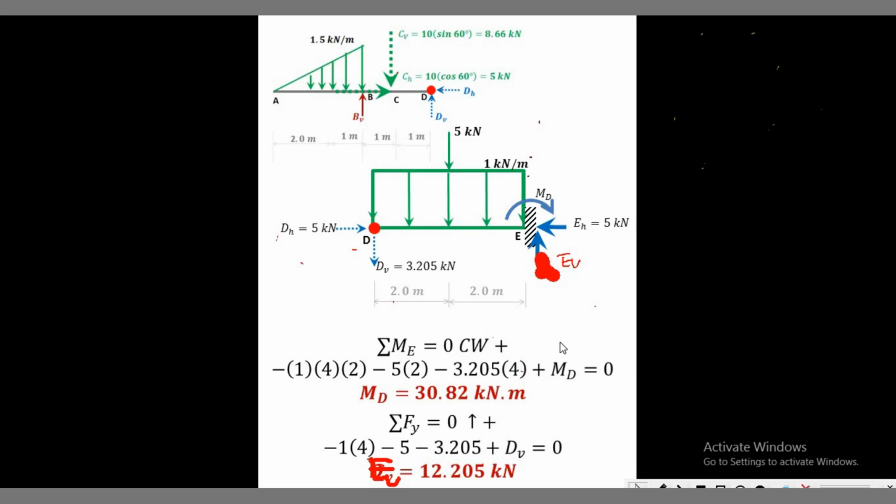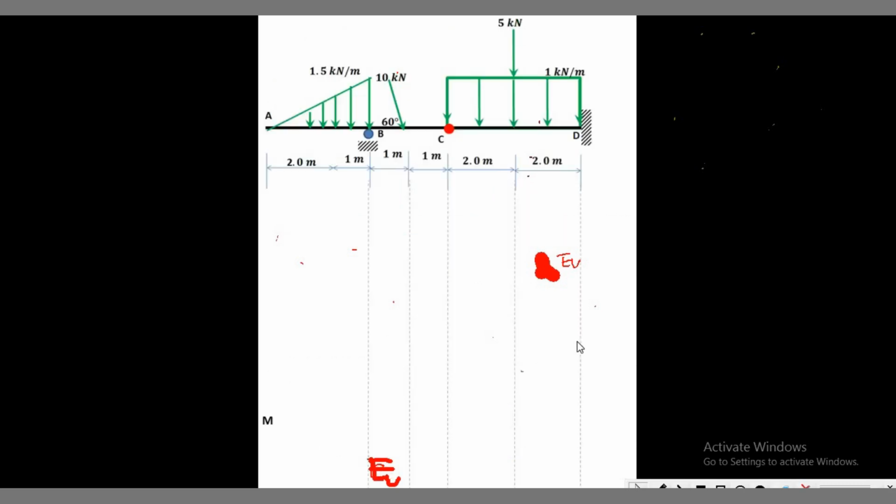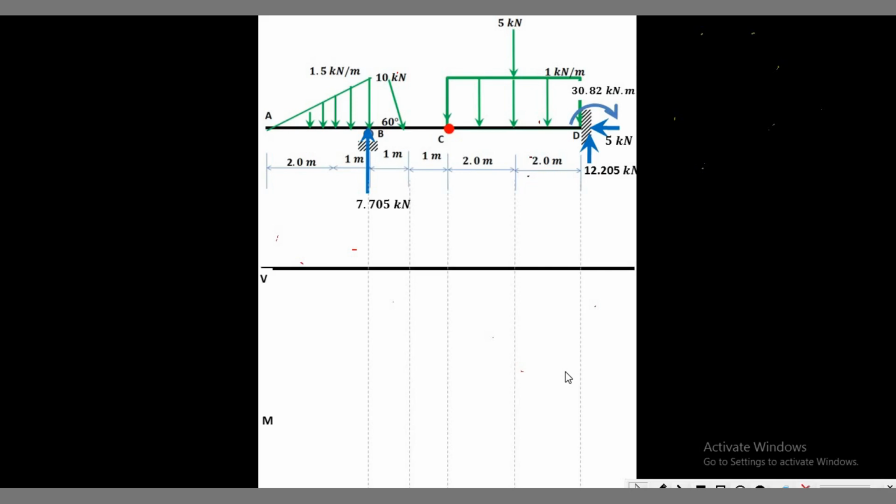Okay? So, these are now the values of my reactions. Those are the values, so I can draw now my shear diagram. From A to B, again, that is a 1 degree curve. So pagdating kay shear diagram, magiging 2 degree curve na siya. That is positive kasi nasa taas, since that is negative kasi pababa yung loadings natin.